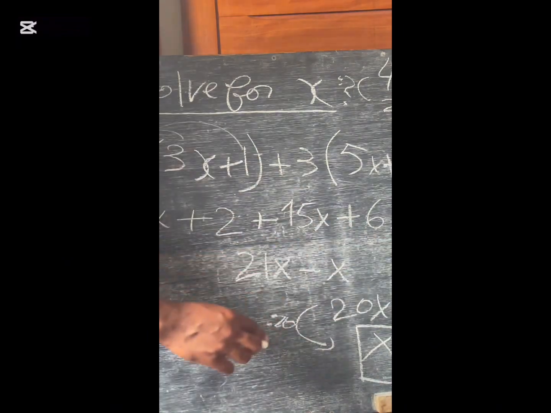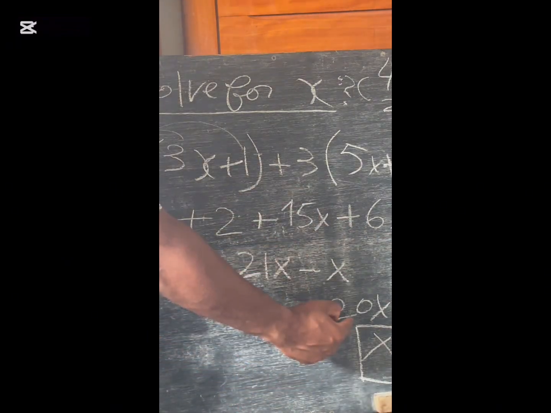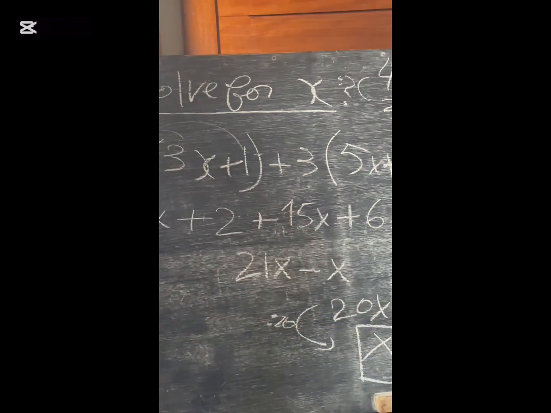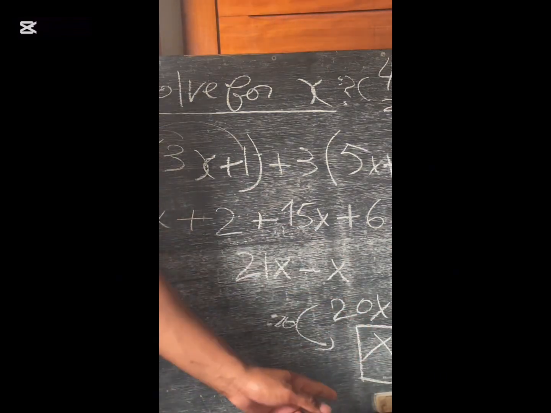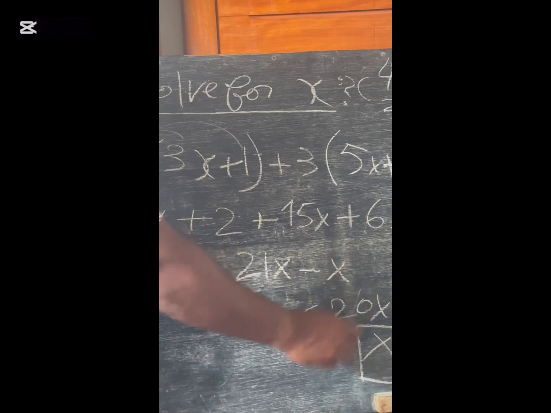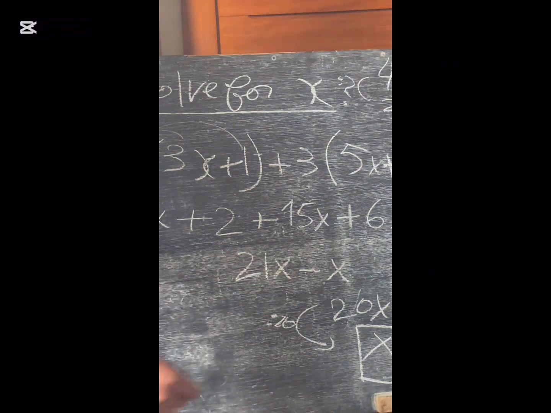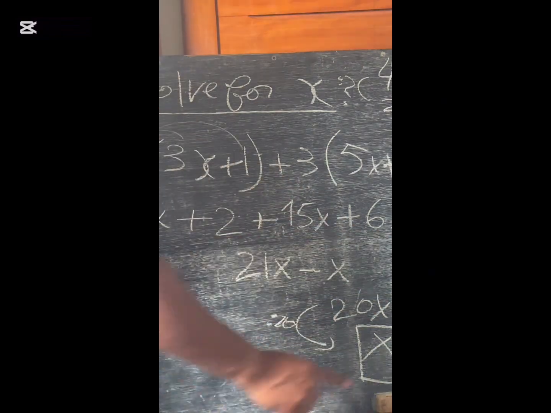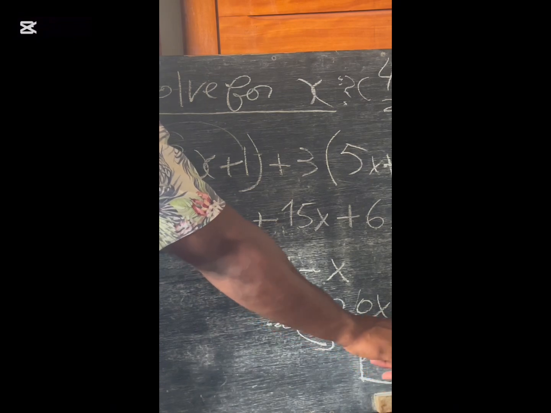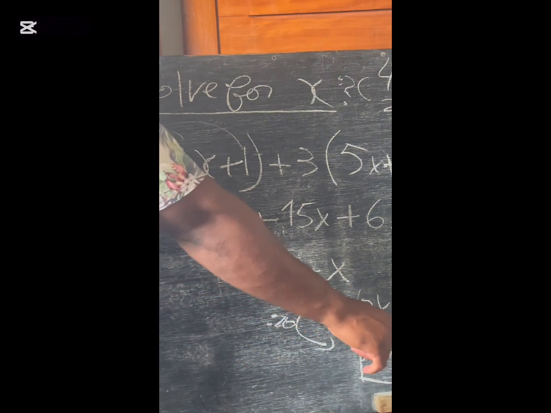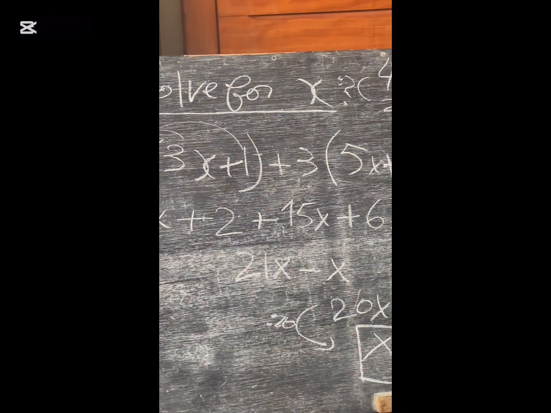And obviously you want to simplify it, so therefore you have 20x equals minus 9, and then you divide both sides by 20, so you want to get rid of this 20, so you divide by 20, but you also do it for the other side, therefore you get minus 9 over 20, or minus 9 divided by 20, is equal to x.